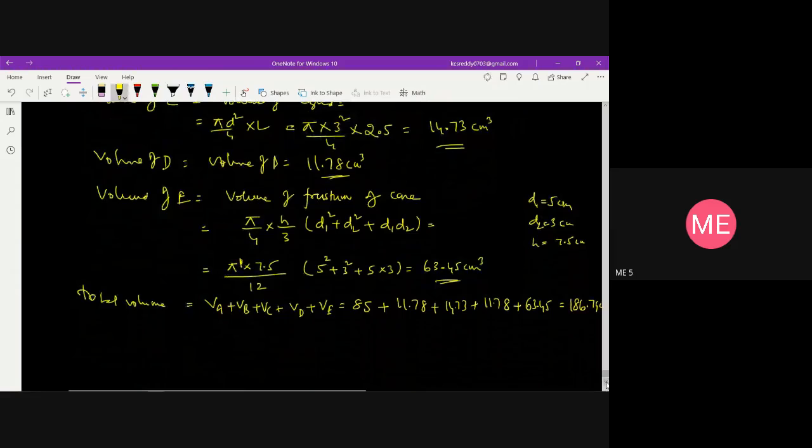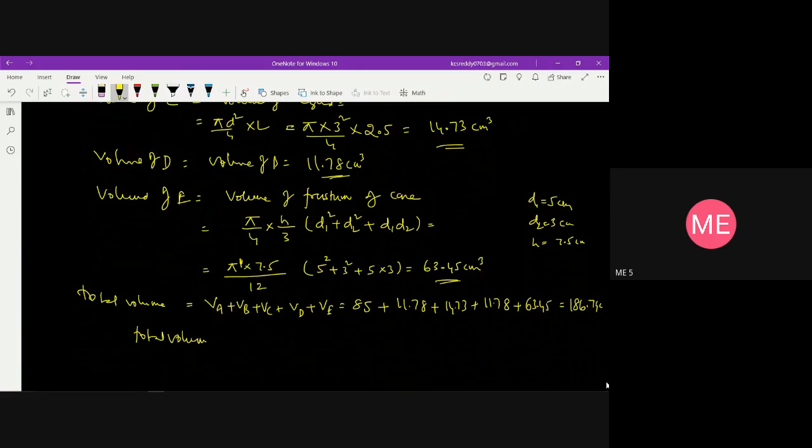So total volume is 186.74 centimeter cube. And we know that the density of the material is given as 7.85 grams per cc. So the weight of the material is equal to total volume into density of the material.